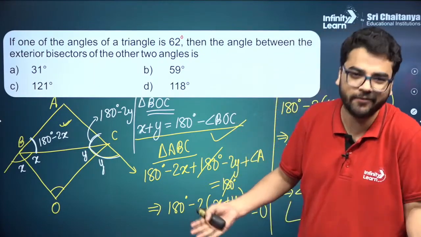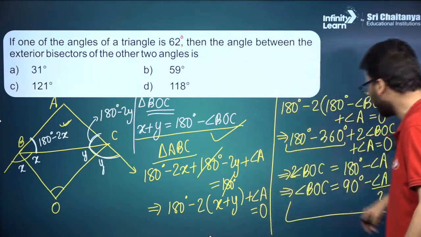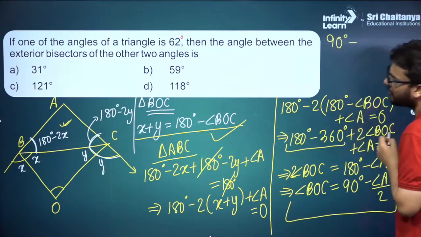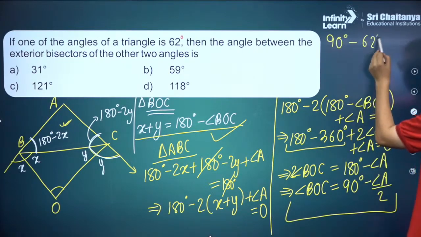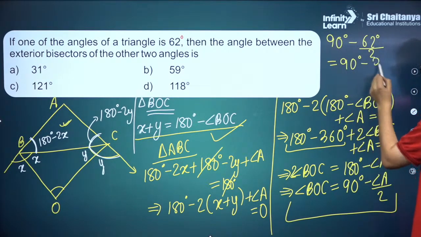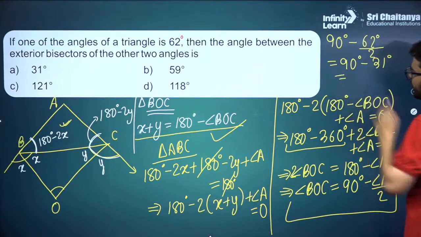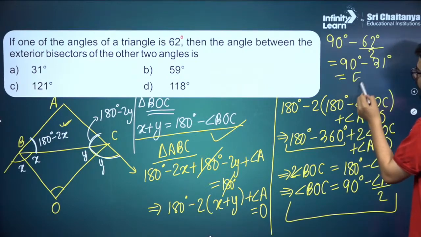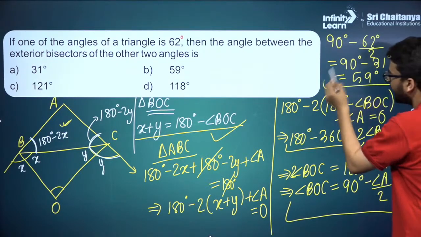You cannot derive it every time. You don't have that much time every time. So the answer in this case will be 90 minus half of angle 62. So this is basically 90 minus 31. So what is the answer, guys? 90 minus 31 will be 59. So 59 degrees is the answer.